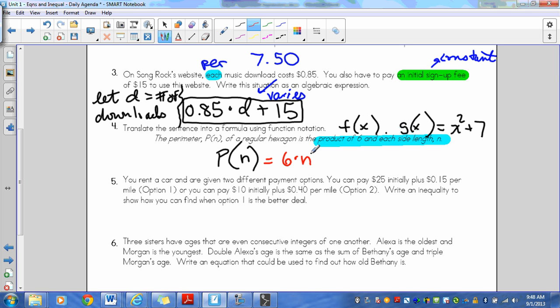This works because it's a regular hexagon. All the side lengths are the same, so you could add up n plus n plus n plus n plus n plus n. Or, since they're all the same length, because it's a regular hexagon, you can do 6 times n to find the perimeter.